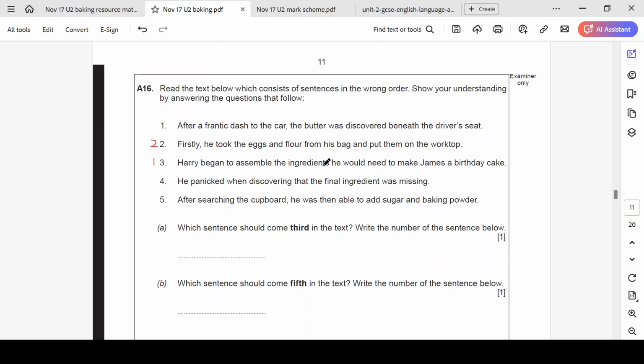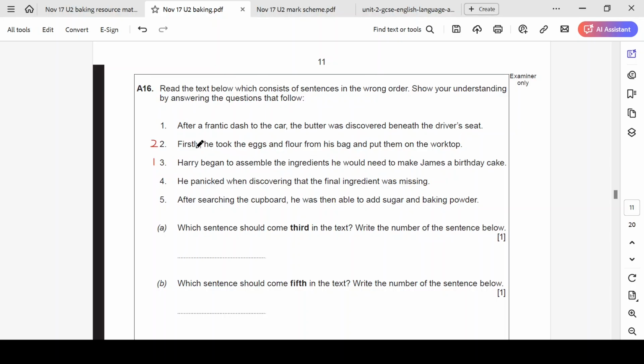So Harry began to assemble the ingredients that he would need to make James a birthday cake. Firstly, he took the eggs and flour from his bag and put them on the worktop. He panicked when he discovered the final ingredient was missing. Well, final ingredient is a clue that feels like it needs to come later on, doesn't it? It's the last thing he's looking for. So I don't think that one's 3.